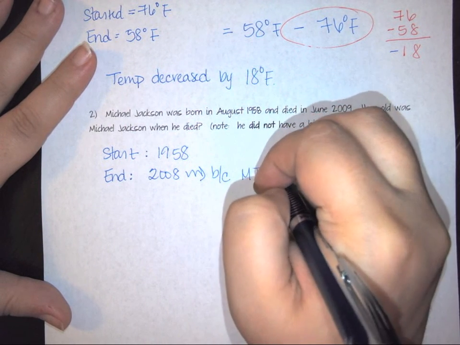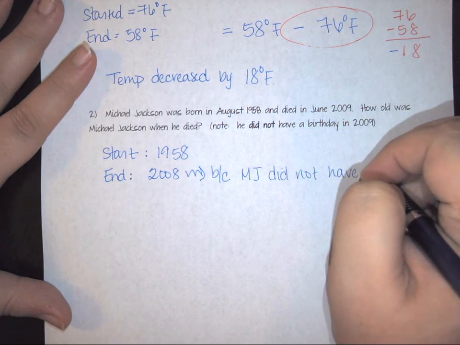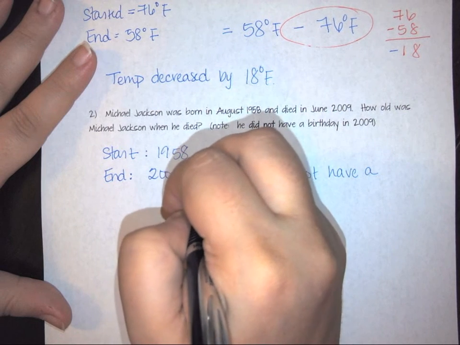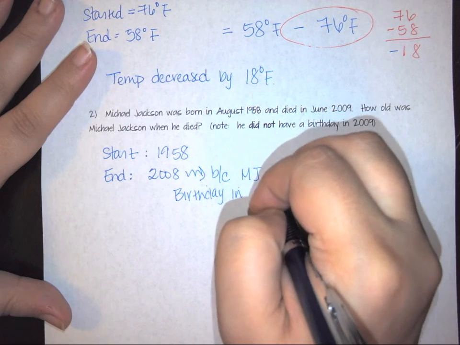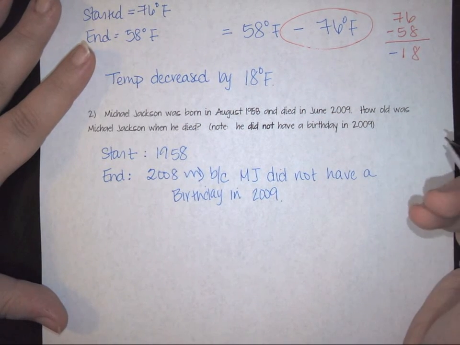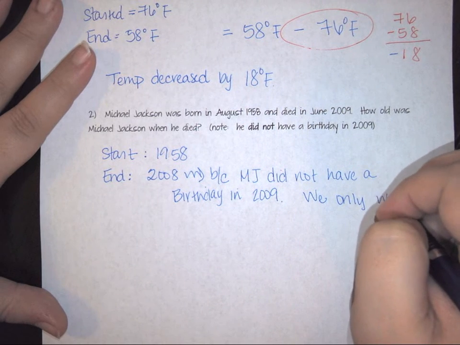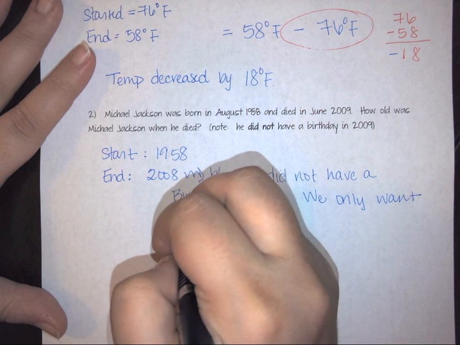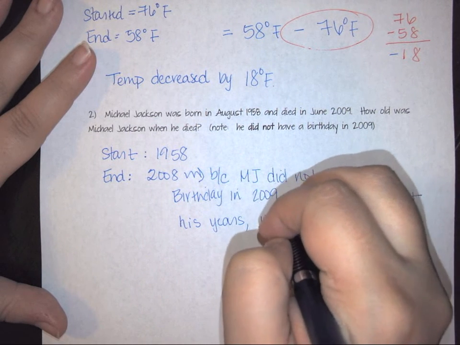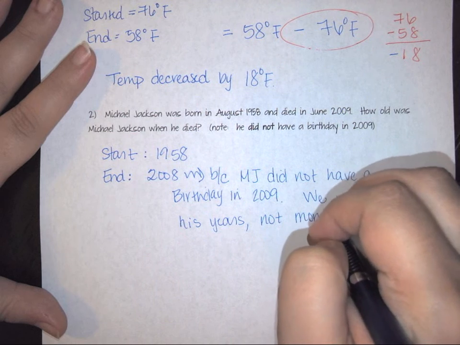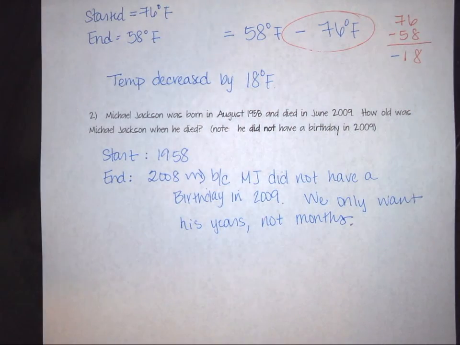And the reason for that is because Michael Jackson did not have a birthday in 2009. The other thing to note is that we only want his years. We don't care about the months, okay? So all we are looking at is the years.